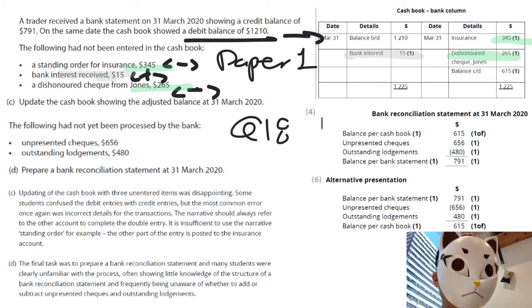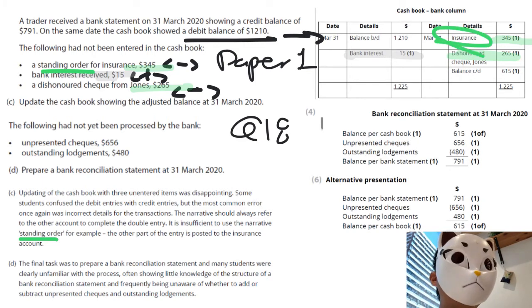In the exam report, it talks about the disappointing results. So why is that? The common error, once again, is incorrect details for the transactions. What does incorrect details mean? If you just put down standing order, it will be wrong. Take a look here, it's not called standing order. It's called insurance.